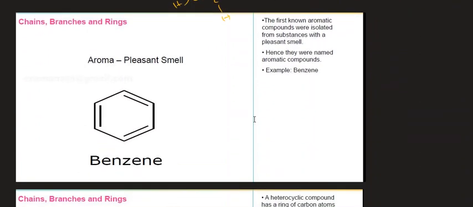So let us look at this benzene. Benzene is an aromatic compound. Aroma means pleasant odor; there will be some odor. Basically they have the structure as I already mentioned. You can write C, C, C, C, C, C, and then hydrogen, hydrogen, hydrogen. This is the structure of benzene, and it can be simply represented as a hexagon with alternating double bonds also.